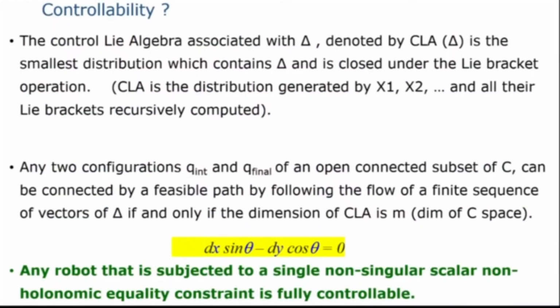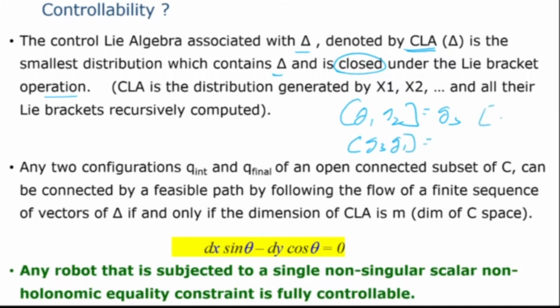Now, from the point of view of controllability, we say that the control Lie algebra associated with delta, denoted by CLA, is the smallest distribution which contains delta and is closed under the Lie bracket operation. What is the meaning of closed under the Lie bracket operation? That means you can keep doing g1, g2, you get g3. Now you can keep doing g3 and g1, and you'll get something else.